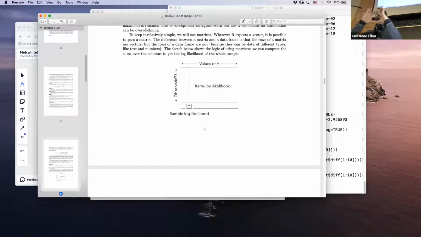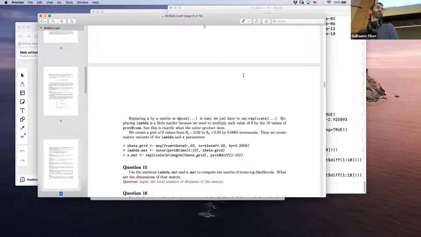So we're going to put our data in a nice matrix where we're going to have all the values of theta that we want to test as columns. And in the observations, we're going to compute the likelihood of each observation. Again, if we do the sum by the columns of the log likelihood, then that gives us the log likelihood of the whole sample, all the observations for one particular value of theta. So that's just a way to automate this because we're not yet comfortable with for loops.